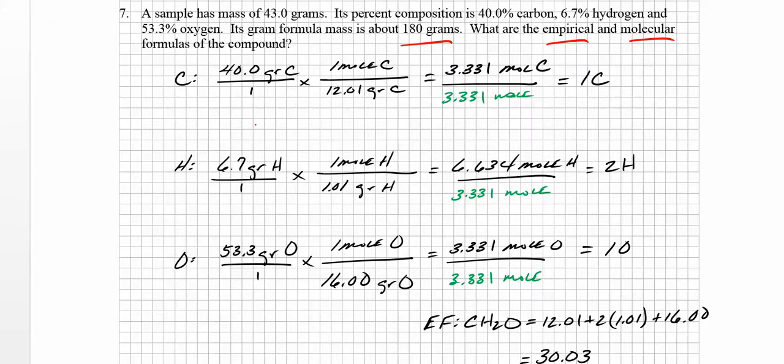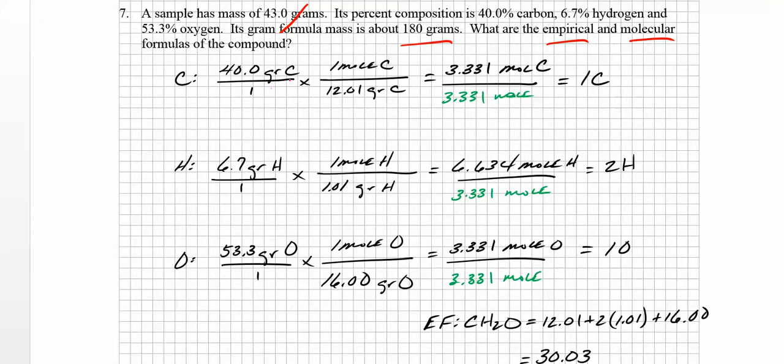So first, we're going to assume a 100-gram sample, right? It says the sample has a mass of 43 grams. For us, it's not even relevant. I don't even need to do that. I'm going to assume a 100-gram sample because they're giving me percentages, so I can assume any sample size that I want. I don't have to take 40% of 43, 6.7% of 43, and 53.3% of 43. I can assume any sample size I want since I've got percentages. So I'll assume a 100-gram sample.